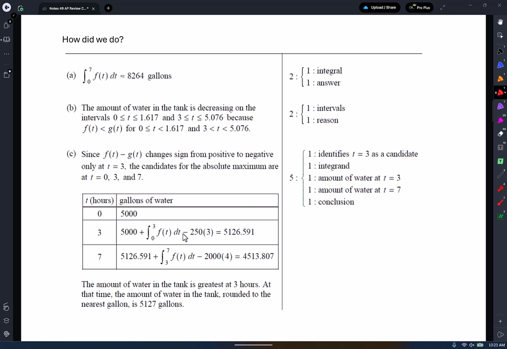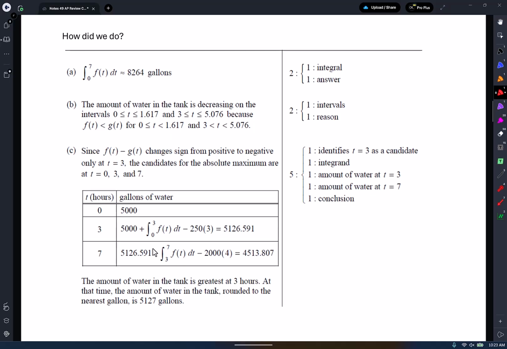Oh, look what they did. Man, I like ours better. That's fine. Did we get 5,126? And yeah, we got it, guys. 4,513. The amount of water, don't round it until the very end. The amount of water in the tank is greatest at t equals 3 hours. At that time, the amount of water in the tank rounded to the nearest gallons is 5,127. I like ours better. Look at all the points.